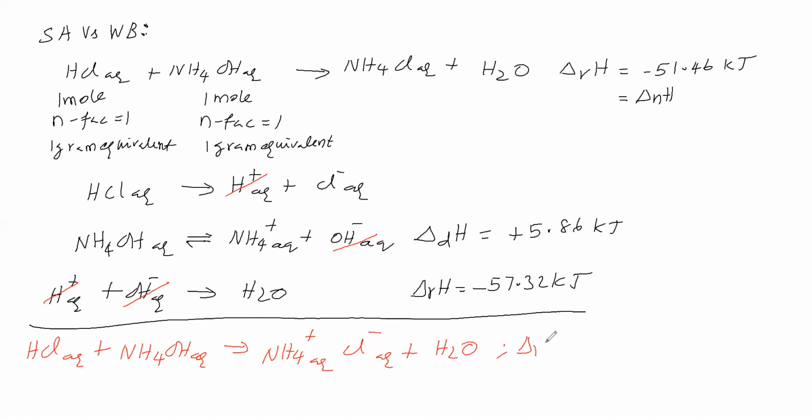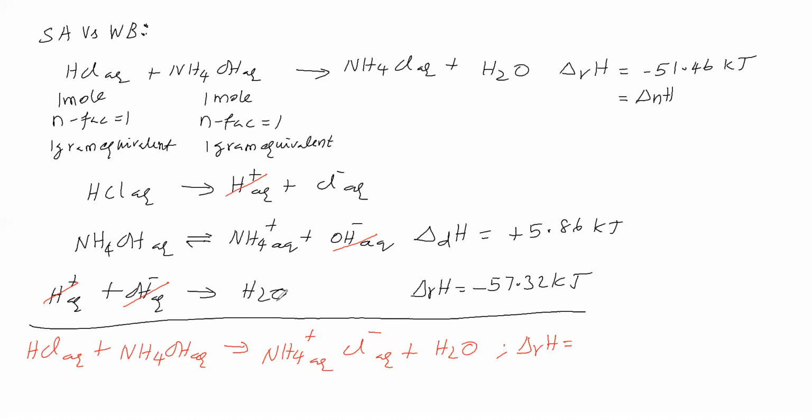Now we will see what the enthalpy of this reaction is equal to. You are mixing HCl and ammonium hydroxide. On mixing, what is taking place? HCl is naturally in the form of ions. Ammonium hydroxide converts into ions by taking energy, this much energy it takes. H plus ions and OH minus ions combine to form water, while this much energy is liberated.